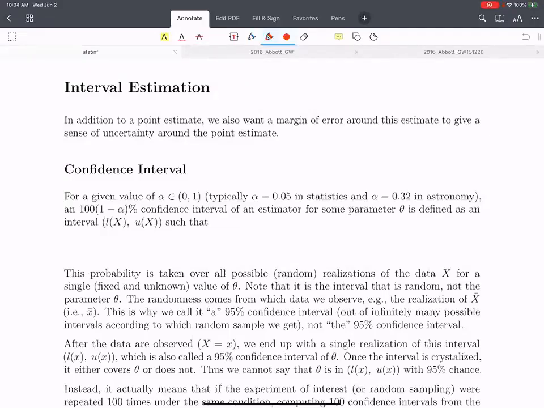So let's talk about the confidence interval, which is a main tool for frequentist statistical inference. We typically fix some constant alpha, and the confidence level is 1 minus alpha. In statistics, we typically fix alpha at 0.05 because we like to derive a 95% confidence interval. But in astronomy, people use alpha equal to 0.32, because basically this is a 68% confidence interval.